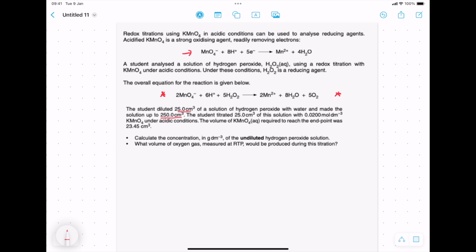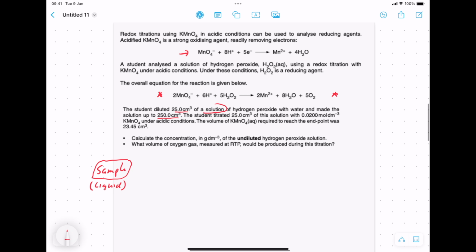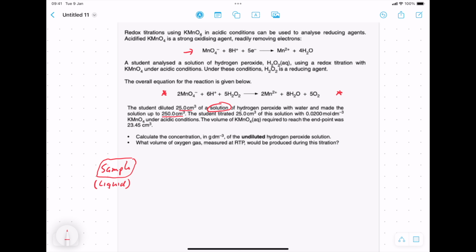So what happens is you begin with some sort of sample, and that sample can be a solid or it can be a liquid. In this case, it's a liquid. How do I know? Because it tells me right there it's a solution of peroxide. And then that is made up into a standard solution in a volumetric flask so that you can actually repeat the experiment, as I said.